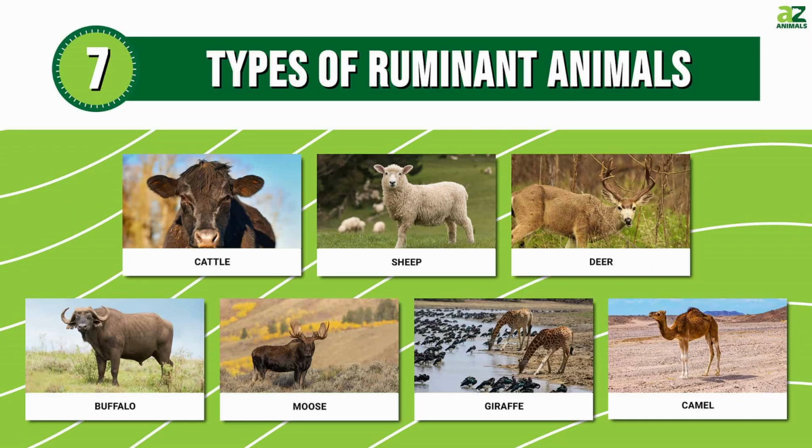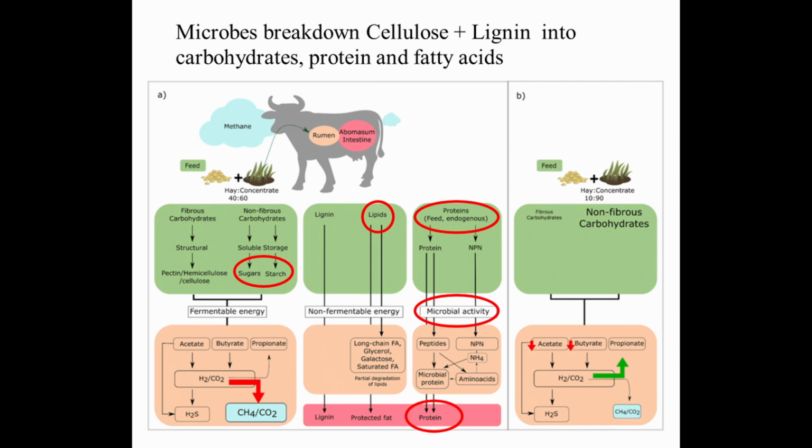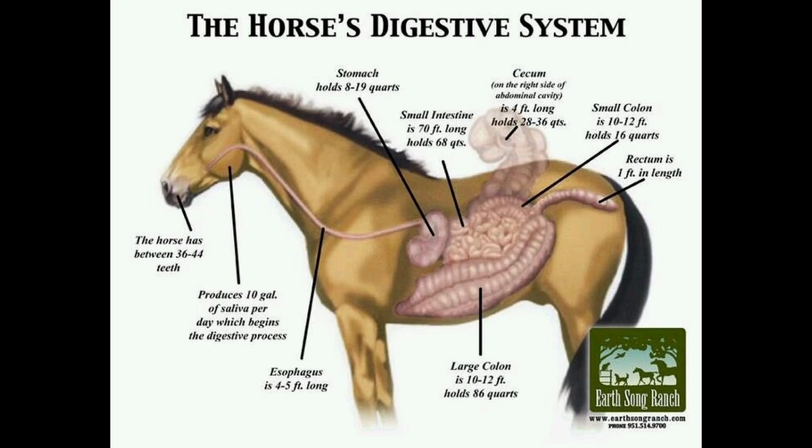Hoofed animals such as cattle, deer, goats, sheep, and other ruminants have complex digestive systems with up to 4 stomachs that contain bacteria and fungus that digest the grasses and leaves they eat, and break cellulose down into simpler carbohydrates and fatty acids. Horses are not ruminants. They don't chew cuds like cows and have only one stomach.